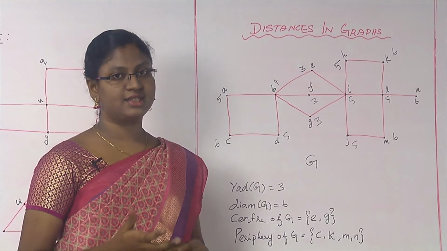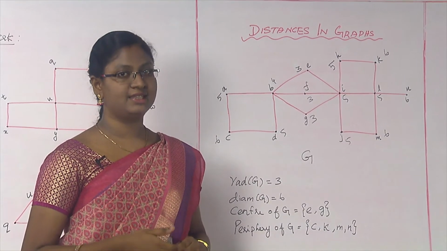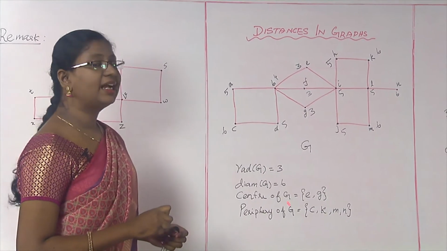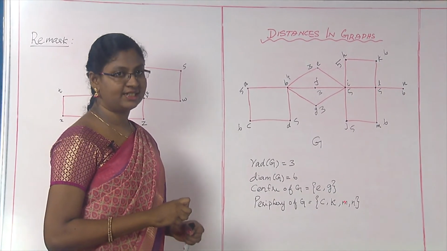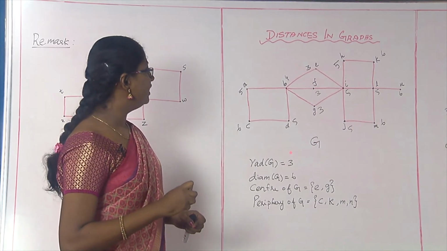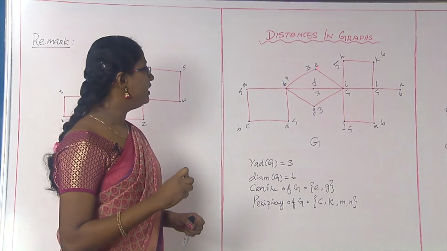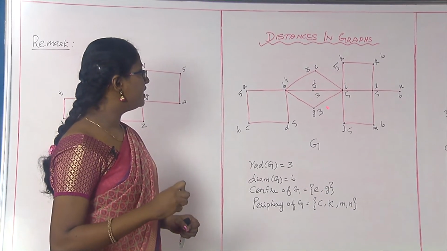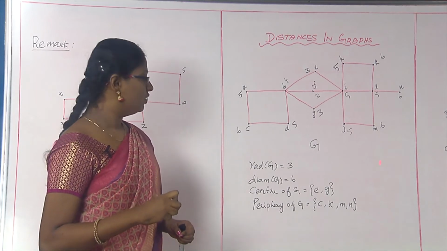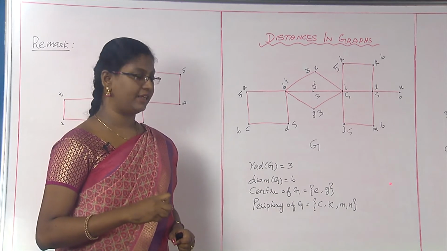The center of G and the periphery of G, definitions we have already seen. The center of G is the set of all vertices where the eccentricity of that vertex is equal to the radius of G. So, here we are going to collect the vertices whose eccentricity matches the radius. The radius is 3, so I am going to collect vertices whose eccentricity is 3. E has eccentricity 3, G has eccentricity 3, and no other vertex has eccentricity 3. So, the center of G is a set consisting of only 2 elements, that is E and G.